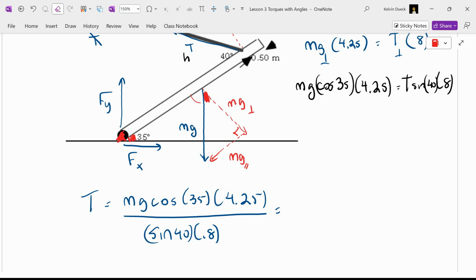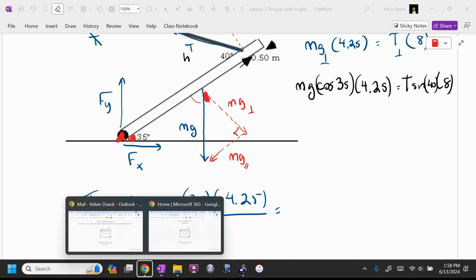Crunch numbers, what do you get? I think they gave you the mass of the beam, g is 9.8. I'm not doing this one in my head. I think you get something in the 70s, but don't quote me on that. I'm going from memory and I could be totally wrong. One of our answers, I think, was in the 70s, but maybe it was not this one. What'd you get, Carson? 22.8? I don't think that's right.